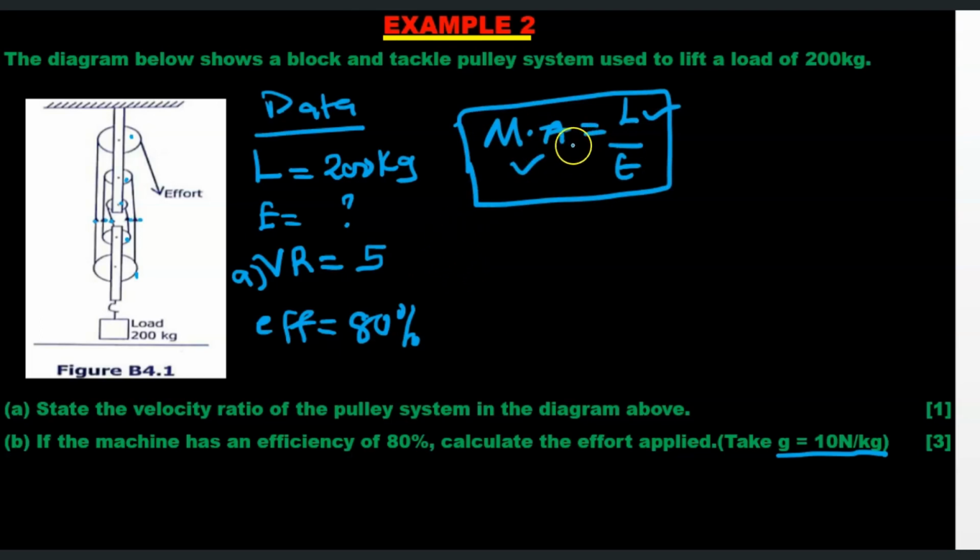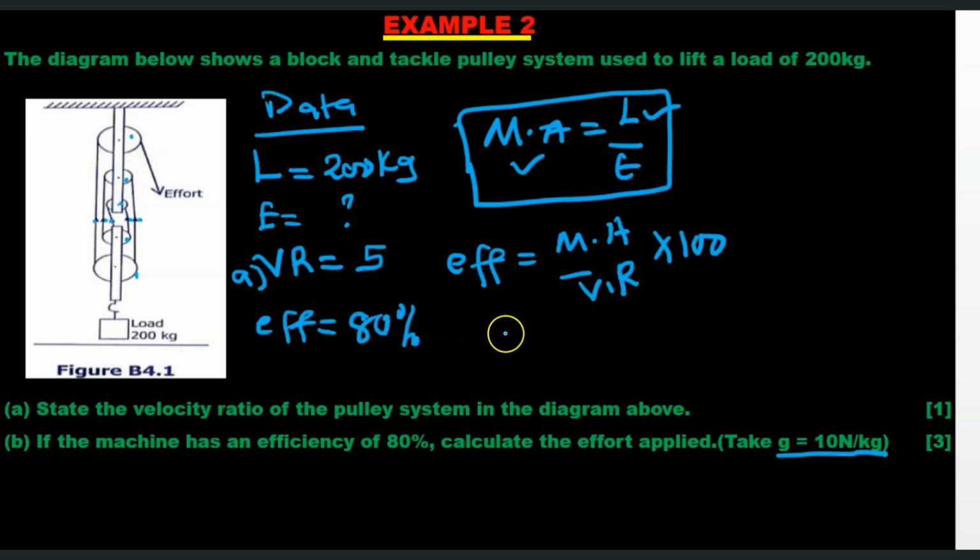So how do we calculate mechanical advantage? Mechanical advantage, we said, is just a ratio of load to effort. Now, in this case, we cannot calculate it that way. We need to find another formula that connects mechanical advantage. Since we are given efficiency, the other formula is efficiency is equal to mechanical advantage over velocity ratio times 100%. We can use this formula to calculate mechanical advantage because we have velocity ratio, which is 5, and efficiency, which is 80.